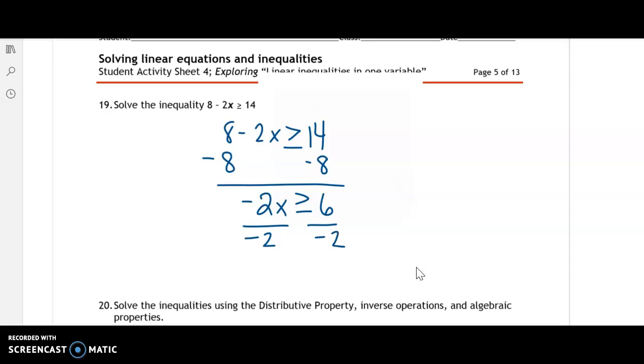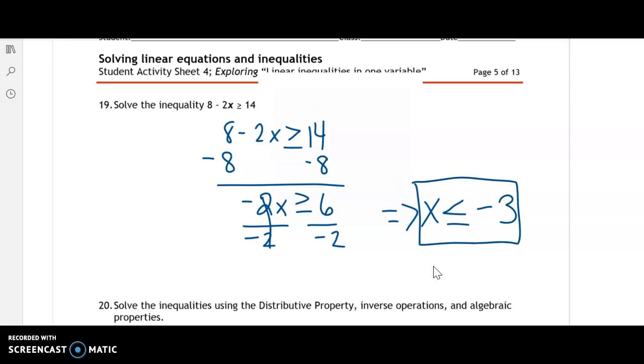All right, and as soon as you divide or multiply by a negative across the sign, that is when you flip it. So in our answer, we won't have a greater than or equal to. We will have a less than or equal to. All right, so these cancel. There's my x. And 6 divided by negative 2 is negative 3. There is my solution.